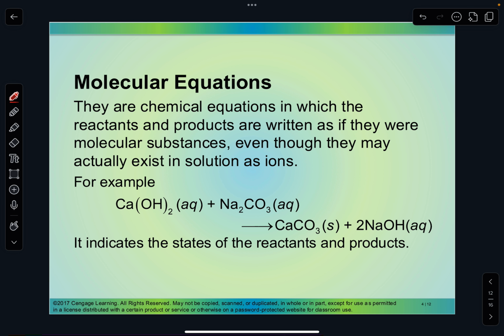Okay, molecular equations. These are chemical equations where everything is treated as though it is a molecular substance, even though it may actually exist as ions in solution. And so what that means is that if you have an ionic substance or an ionic compound with AQ, that means it is soluble. If it was not soluble, then it would have an S, because that would mean it would be insoluble.